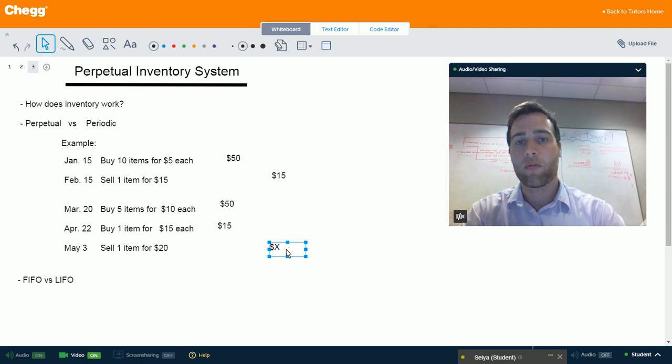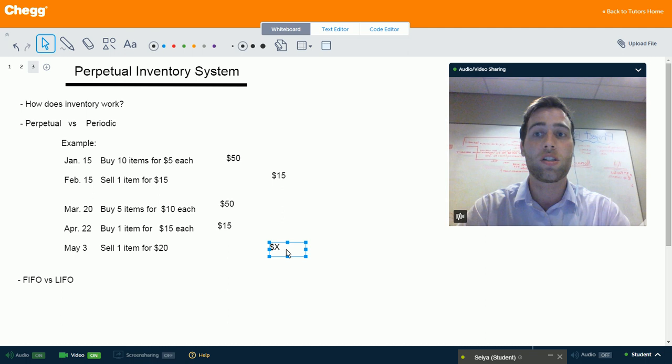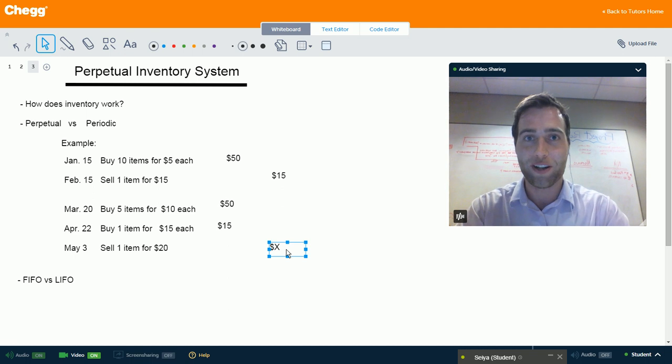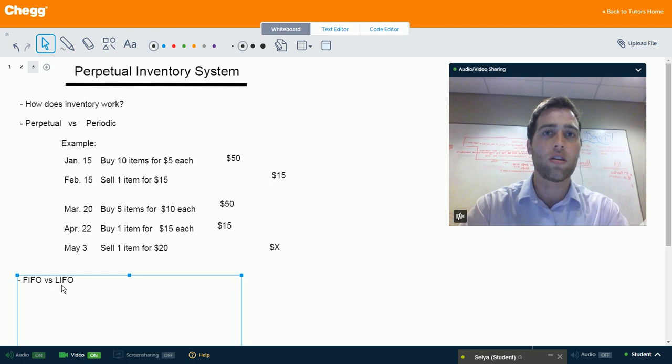The reason I didn't put a dollar amount is because we're not actually sure. It depends on which type of perpetual you're actually using. So this is kind of confusing, but there's two types of inventory systems, perpetual and periodic. And then under each of those systems, we can also choose between FIFO or LIFO or weighted average. And you've probably learned about those before. In this case, I'm just going to talk about FIFO and LIFO, but know that you can use any other type of inventory system too.